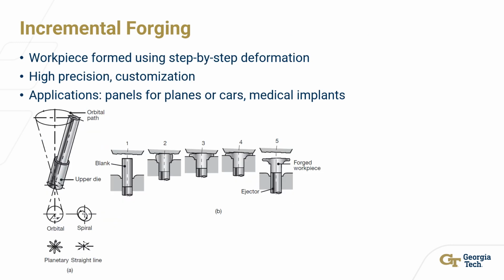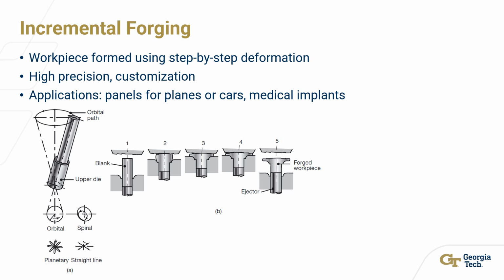The next topic I have selected is incremental forging, a process in which the workpiece is deformed repeatedly to form its final shape. Since the deformation is done in steps, the forces applied in incremental forging are much lower than in conventional forging. One type of incremental forging is orbital forging, which has the die move around the workpiece in an orbital path.